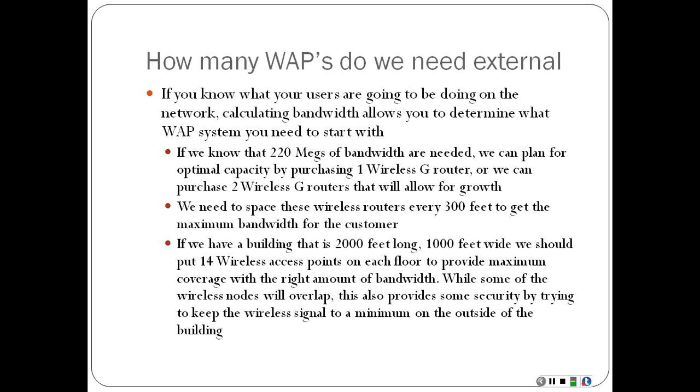So some providers will try to do security by keeping the wireless signal to the minimum outside the building. You can either coat the inside of the building wall with Wi-Fi reflective paint, or you can just let the nodes overlap just a little bit. It's not going to hurt anything. You just don't want that node reaching all the way out in the parking lot.